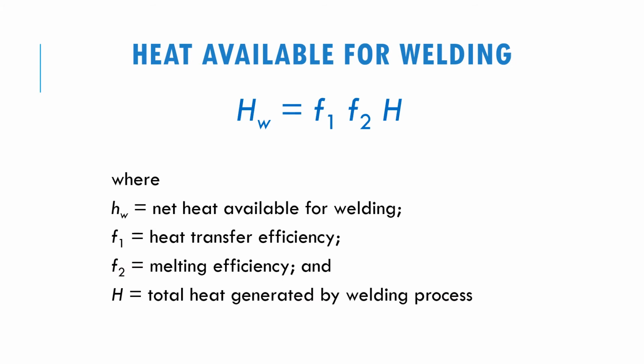Based on this, the heat available for welding can be calculated using HW equals F1 times F2 times H. HW is the net heat available for welding, F1 is the heat transfer efficiency, F2 is the melting efficiency, and H is the total heat generated by the welding process. Then you will get the final HW using this calculation.